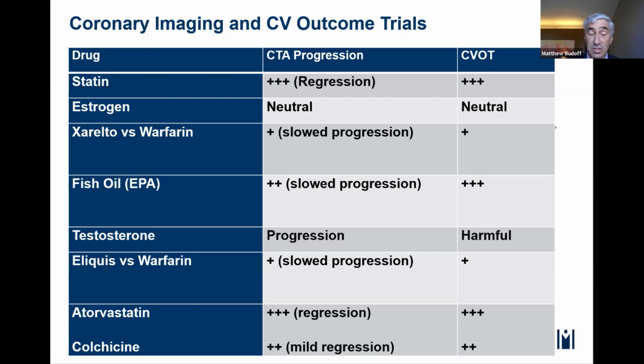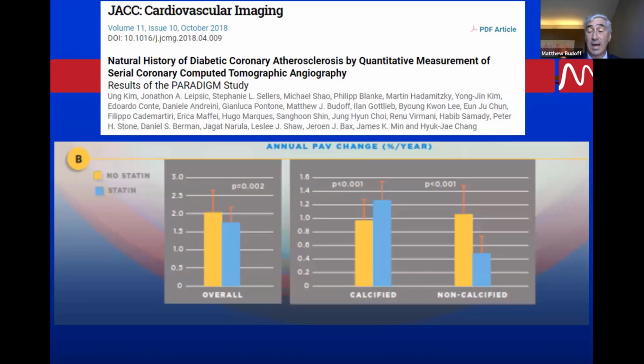And of course, colchicine at the bottom, very important, showed regression of atherosclerosis on CT angiography and has now very positive outcome trials in both the LoDoCo2 and COLCOT studies. So great correlation between CT angio and progression of atherosclerosis. We can also look at the natural history of atherosclerosis by looking at serial changes.